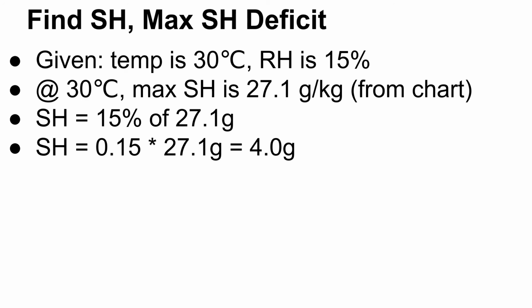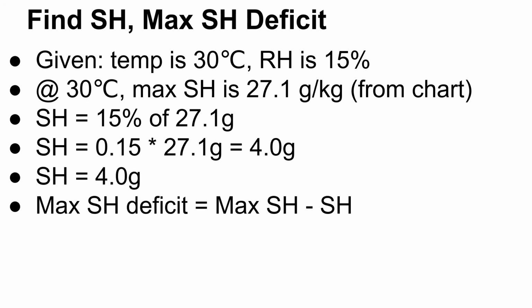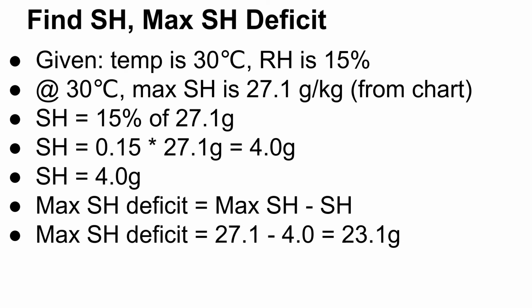So the specific humidity is 4 grams. The maximum specific humidity deficit is maximum specific humidity minus the specific humidity. So the maximum is 27.1. The specific humidity is 4. So the maximum specific humidity deficit is 23.1 grams.